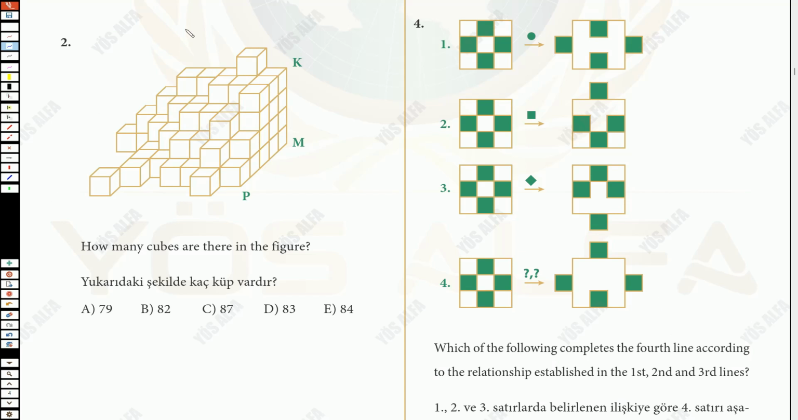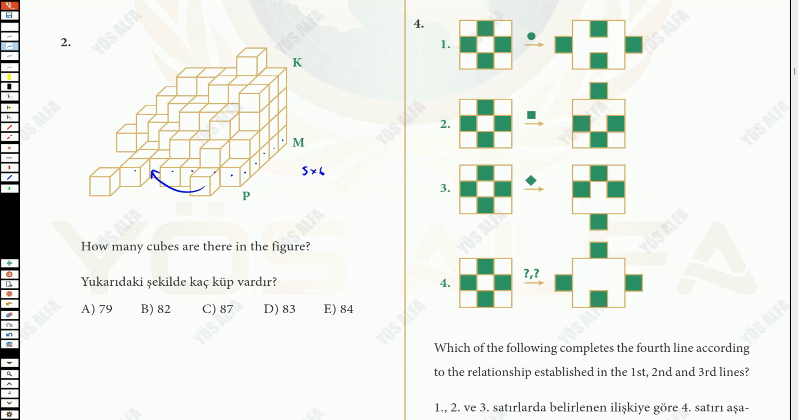Number 2, how many cubes are there in the figure? So we're supposed to count the cubes. There are different ways of counting these cubes. You can start from top to bottom, from bottom to top, from left to right, from right to left. Doesn't matter. We're going to start from bottom to top, layer by layer. So let me start with this one. 1, 2, 3, 4, 5. 1, 2, 3, 4, 5, 6. So 5 times 6, I will put this cube over here.